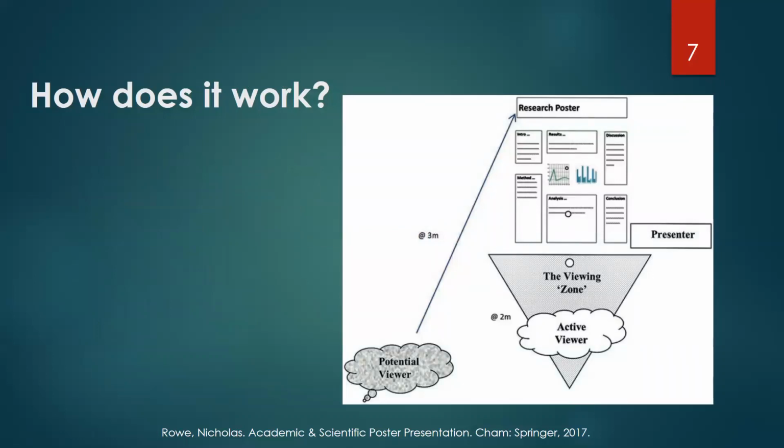As you see in this chart, for a research poster, the title should be visible from 3 meters, as you see here. And the viewing zone should be active; viewers can see this from 2 meters. They can see the whole poster clearly. And you stand on one side of the poster, left or right, it doesn't matter, one side. And the people can see all parts.